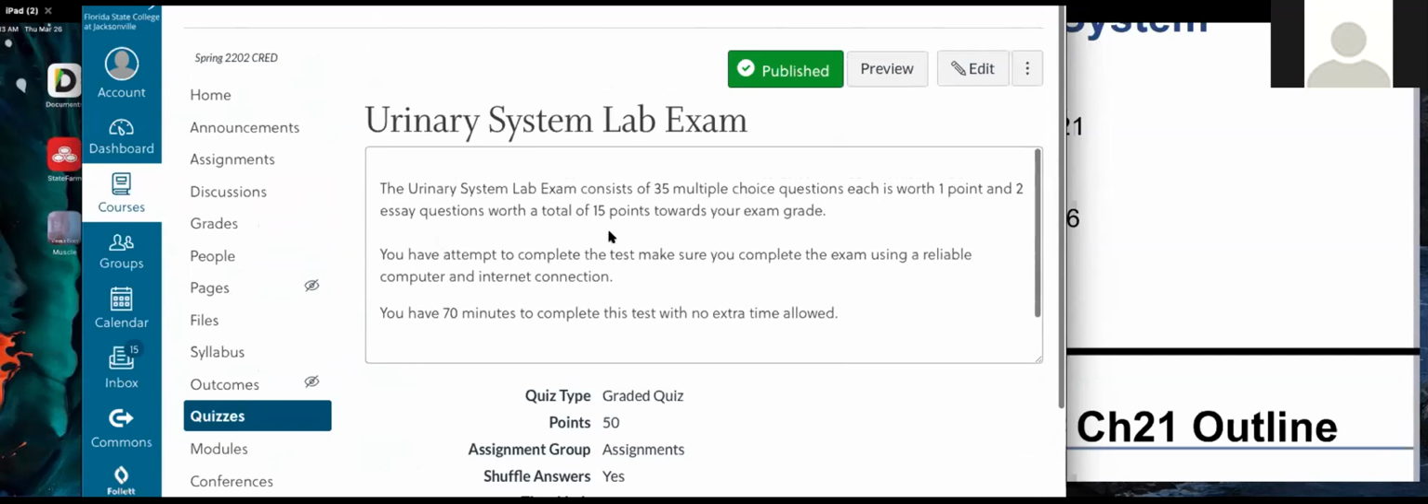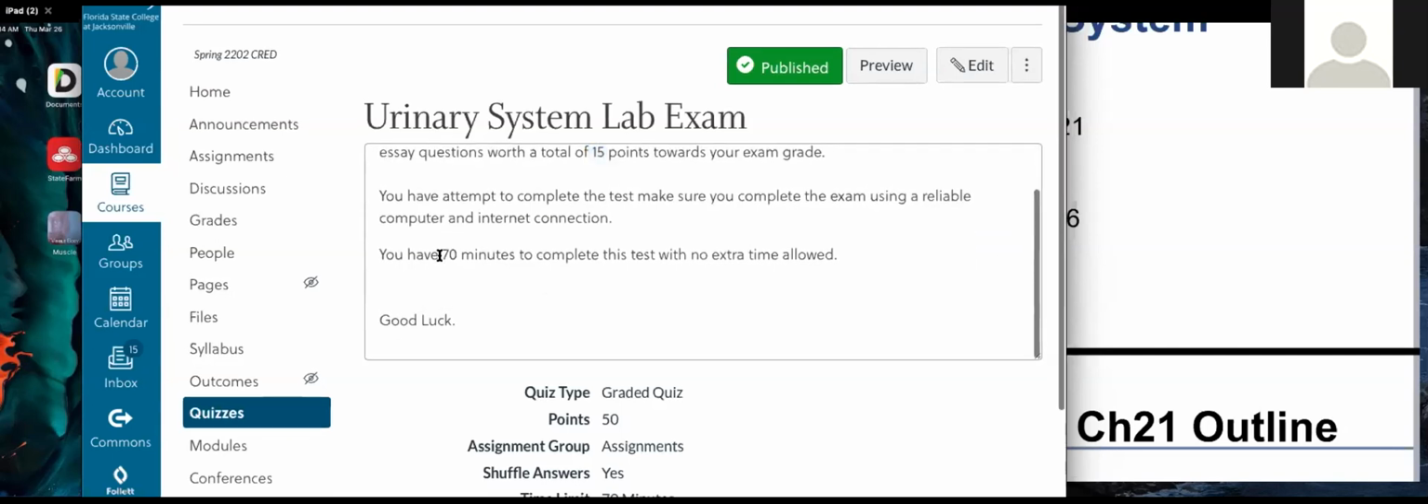You have 35 multiple choice questions, which are diagram based, the same diagrams that we've discussed in class before our spring break. And we've got 2 essay questions. One is worth 10 points and the other one is going to be worth 5 points. This will give you a total of 15 points towards those 2 essay questions.